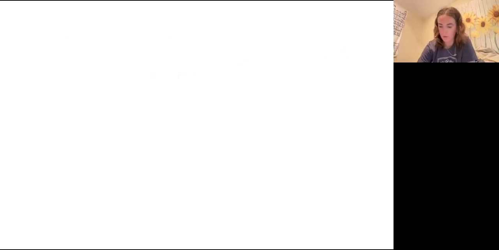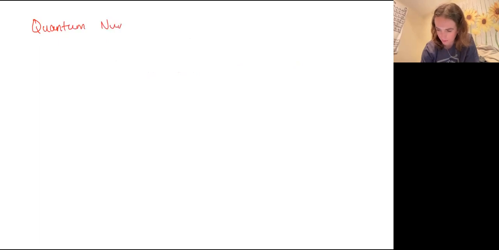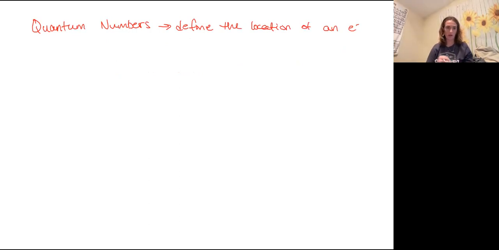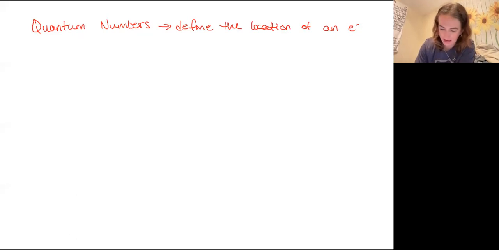Alrighty. So we will start with our quantum numbers. When we talk about quantum numbers, we are defining an electron. This helps us define the location of the electron. There are technically four numbers that go into a single quantum number. The first one that we talked about is N. Can anyone tell me what N means in a quantum number or what that represents?